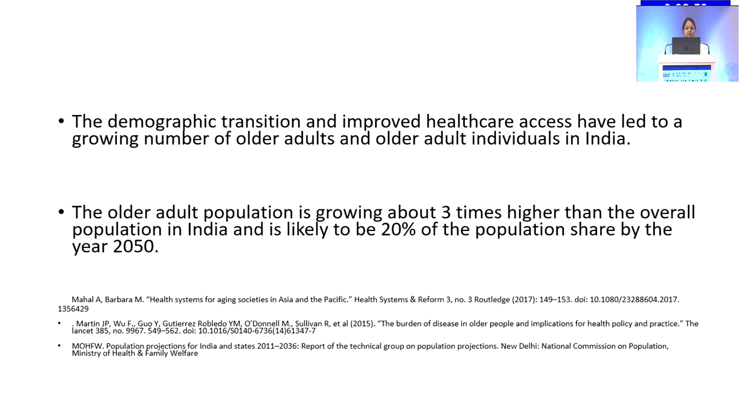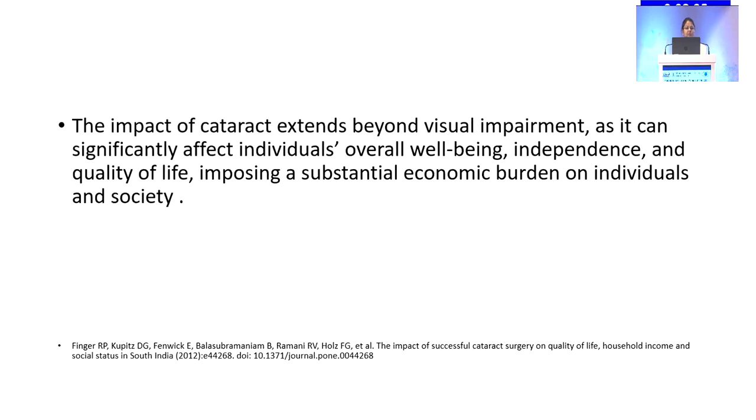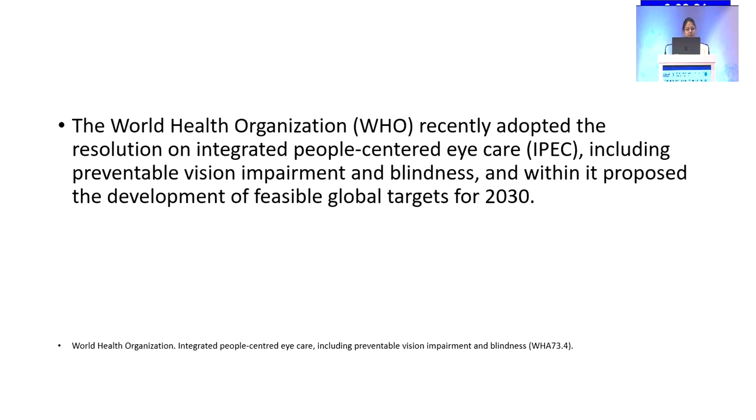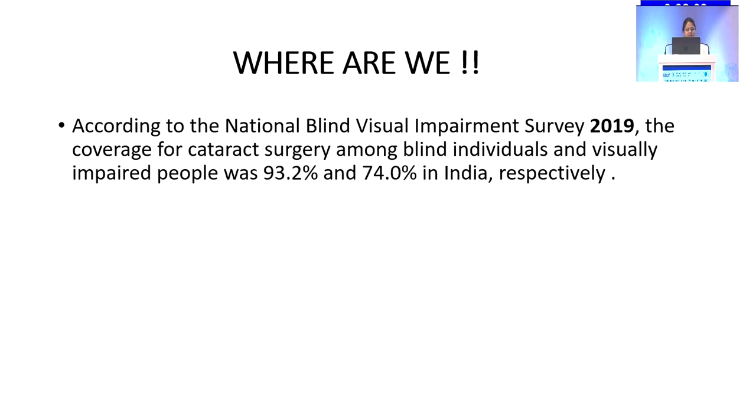But the demographic transition and improved healthcare access have led to a growing number of older adults in India. The older adult population is growing about 3 times higher than the overall population in India and is likely to be 20% of the population share by year 2050. And we know that the impact of cataract extends beyond visual impairment, as it can significantly affect individuals' overall well-being, independence, and quality of life, imposing a substantial economic burden on individuals and society. WHO recently adopted the resolution on integrated people-centered eye care, IPEC, including preventable vision impairment and blindness, and within it proposed the development of feasible global targets for 2030.